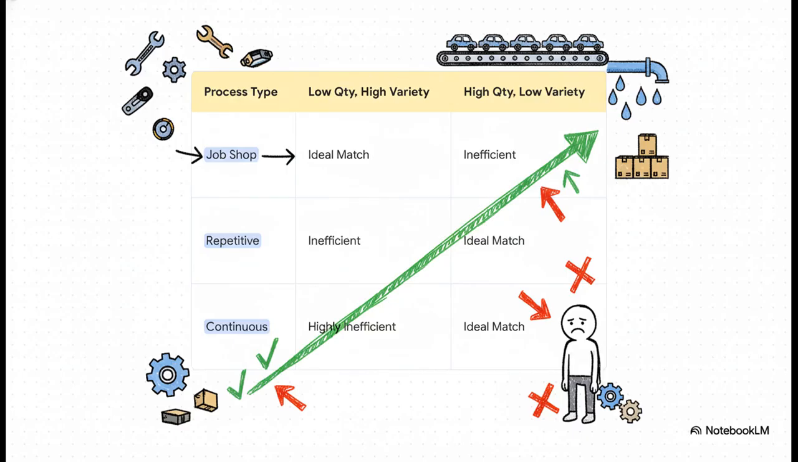Look, if you have a low-quantity, high-variety product, a job shop is your ideal match. Trying to make that product on an assembly line would be a complete disaster. But if you're making a high-quantity, low-variety product, a repetitive or continuous process is perfect. Trying to make that in a job shop would be insanely expensive and slow. You want to be on that diagonal line. If you're on the diagonal, you're efficient. If you're off the diagonal, you're at a serious competitive disadvantage.